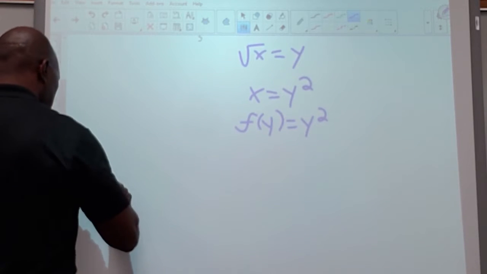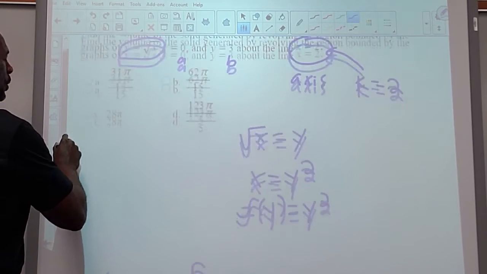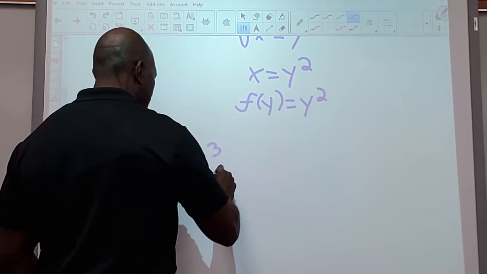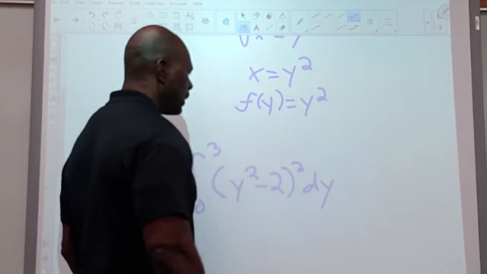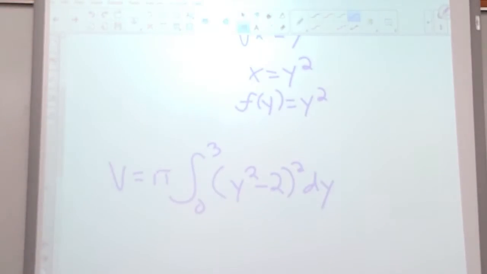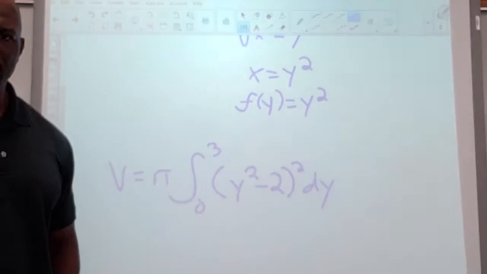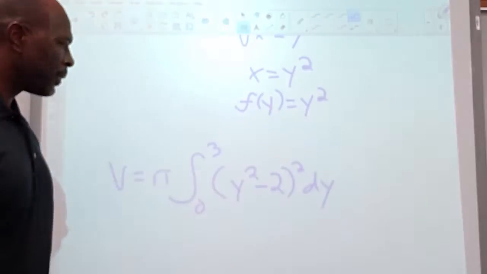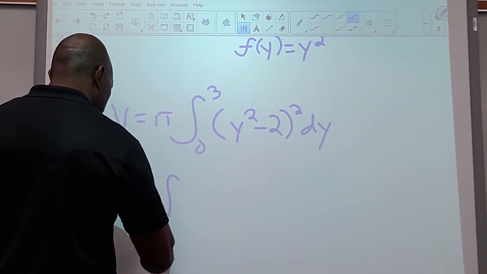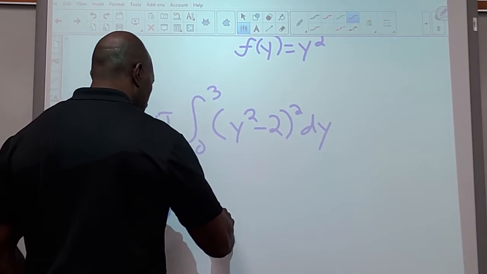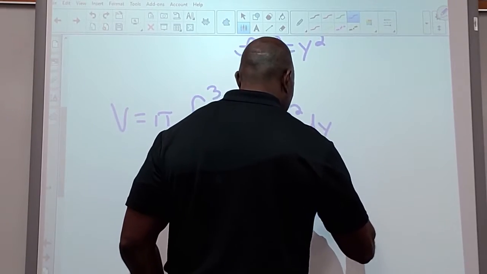So therefore, the volume here is going to be pi times the integral from 0 to 3 of y squared minus 2, squared. And so that's f of y minus k, squared. I like to expand before I integrate. So I'm going to expand, integrate, and then evaluate, and then we will be presented with our answer. If I expand this integrand, the integral from 0 to 3 gives us y to the 4th minus 4y squared plus 4 dy.